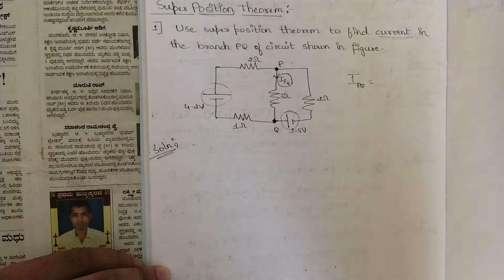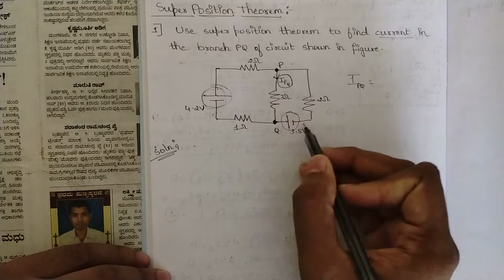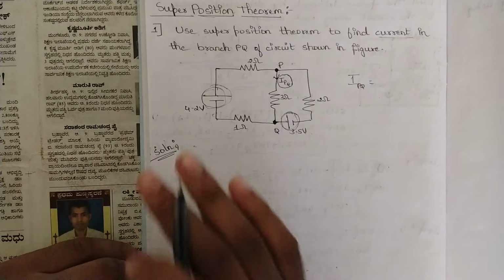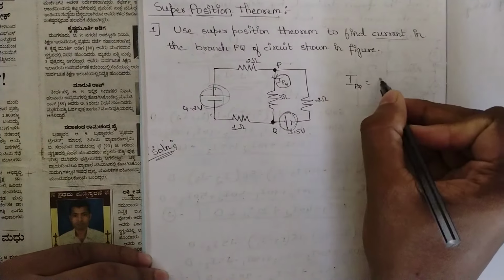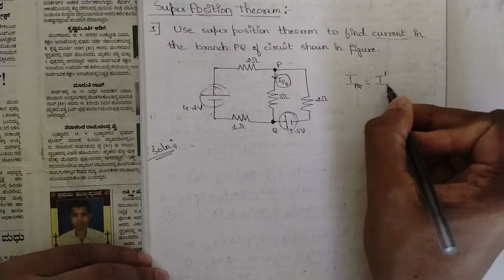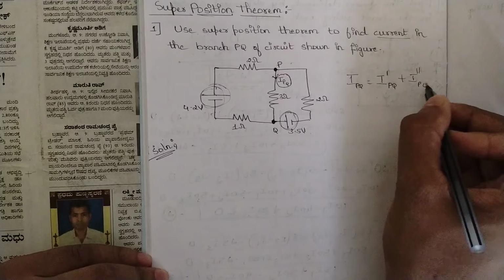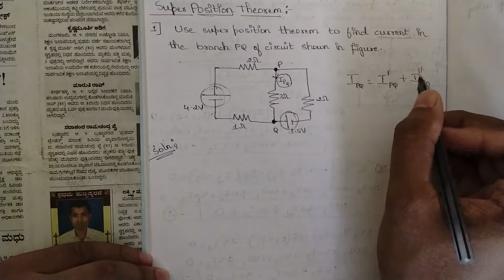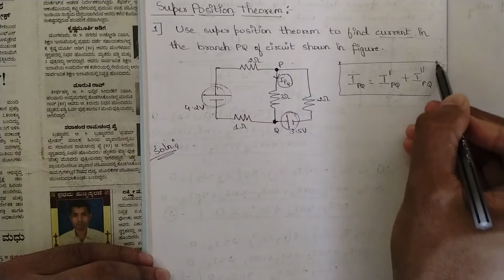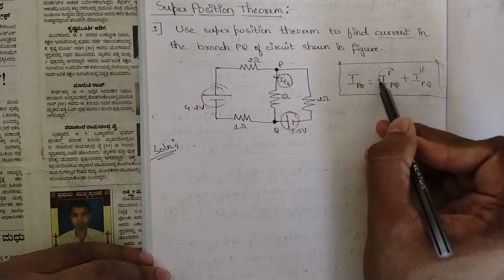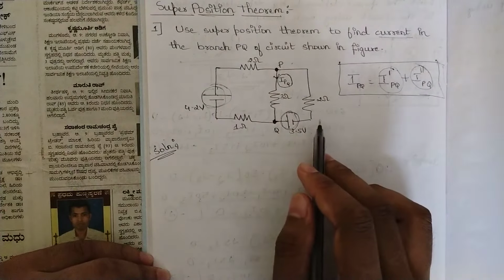But we know the relation of the superposition theorem: since we have two sources here, we should be eliminating one source and calculating, keeping one source at a time. So we would get two alternate currents, I dash of PQ and I double dash of PQ, and the relationship between them is the algebraic sum of those two currents, as we have seen in the proof of superposition theorem. So we should individually calculate I dash of PQ as well as I double dash of PQ by eliminating one of the voltage sources.